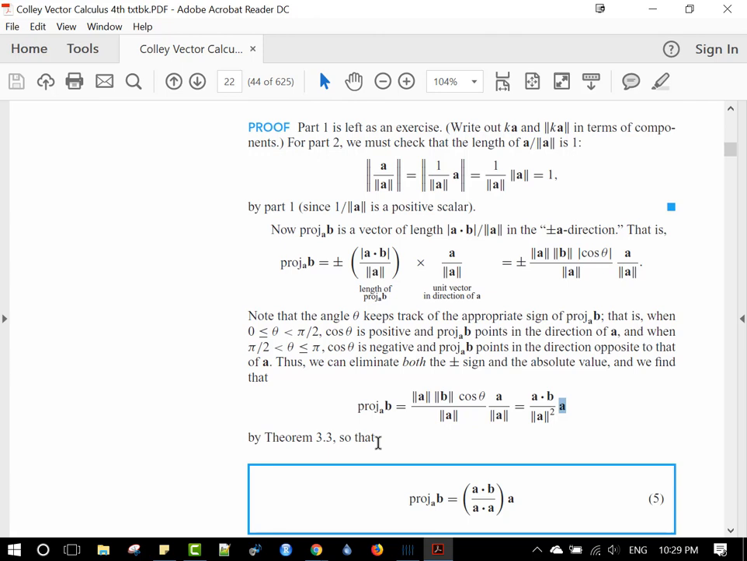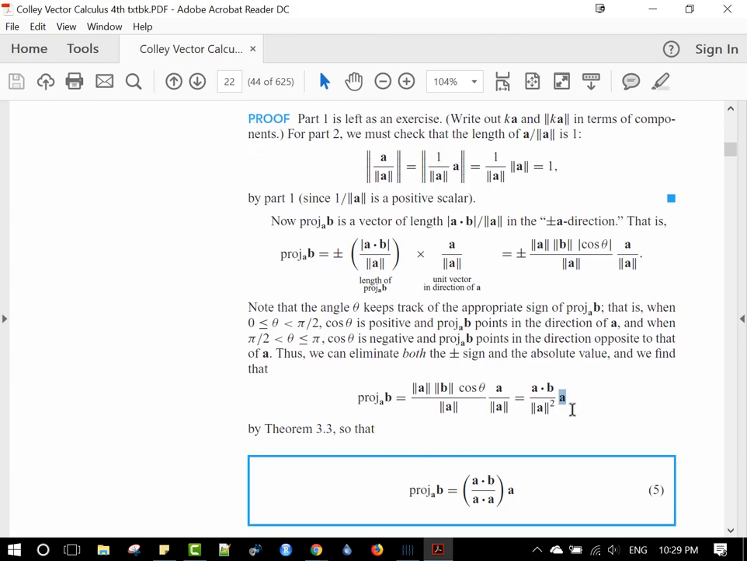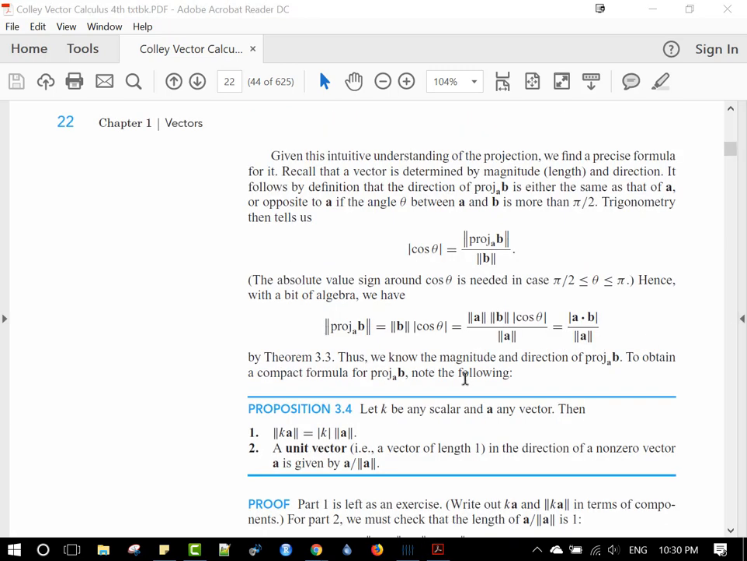Finally, one more expression is this. We can say the same thing. This is a number, this is a number, a number over a number is a number, times a vector is a vector. So this is another expression for the projection of B onto A. Do we want to go through all of this? I'm not sure I want to. So instead of me going through it, I'm going to ask you to go through it.